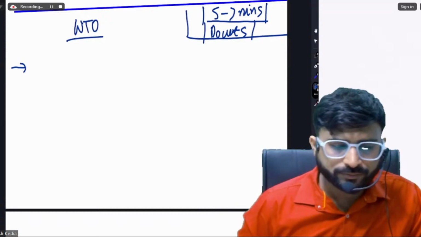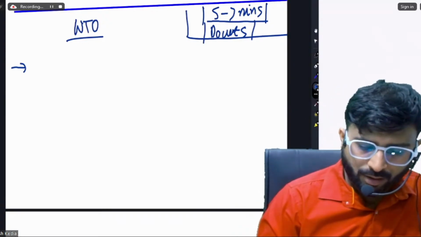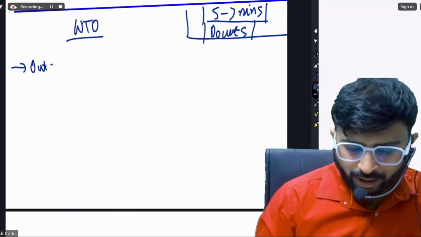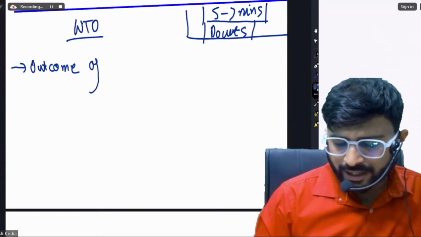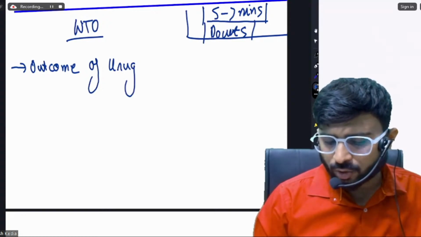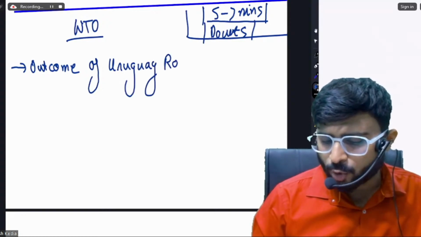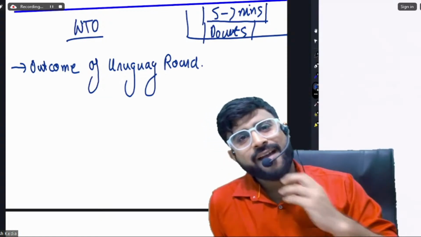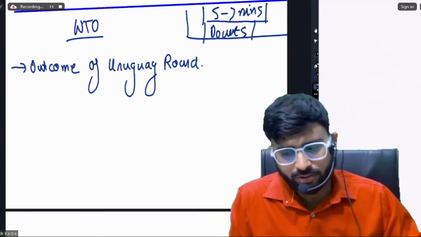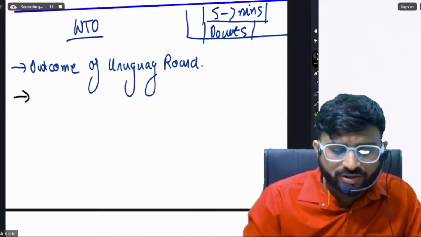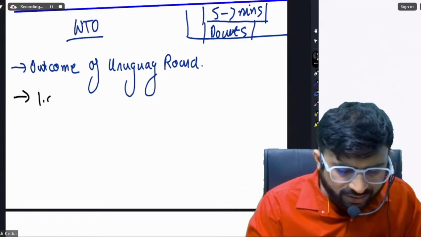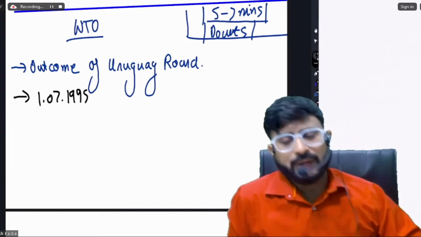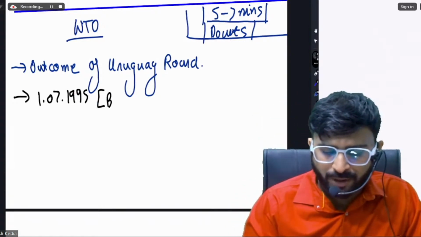Number one, WTO. First of all, it was the outcome of the Uruguay round. So if in the exam you are asked that WTO was a result of which round, remember, it was the result of the Uruguay round. It came as a result of the Uruguay round. When was the beginning of WTO? Friends, it is around 1st July 1995. It is called the birthday of WTO.